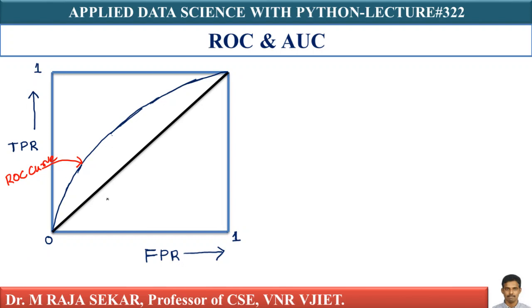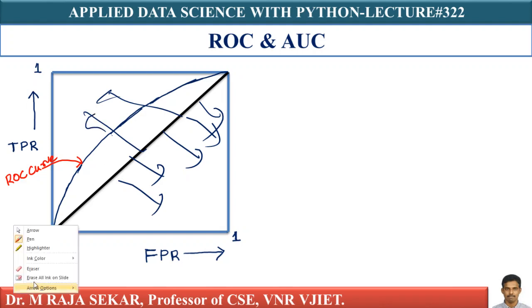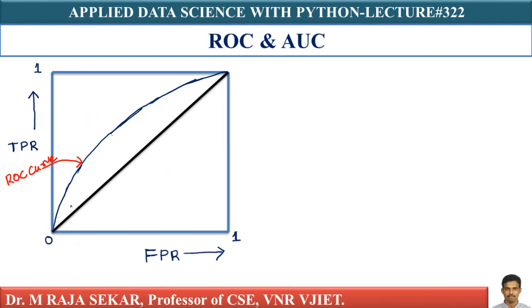Let me draw a line here. This is the block line. This line breaks the whole region into two parts: one part below the block line, and the other part above the block line. This is half the area, the half area under the block line. So the area under my block line is 0.5.